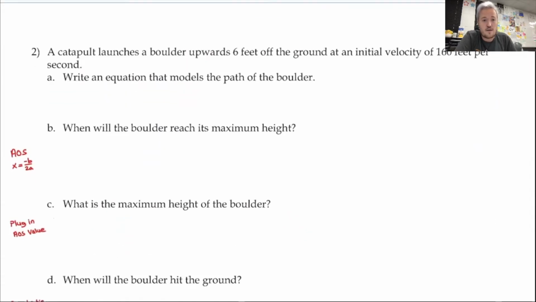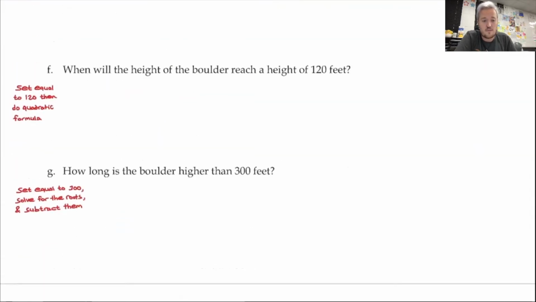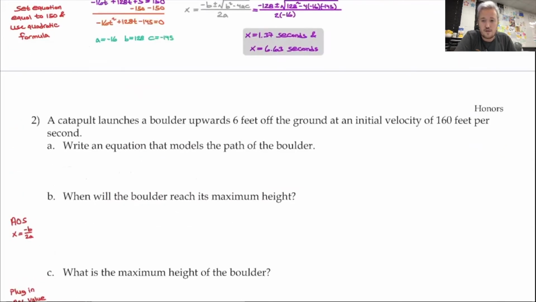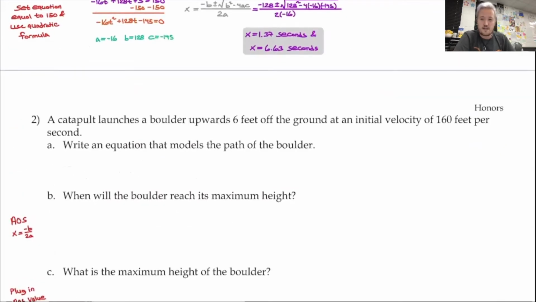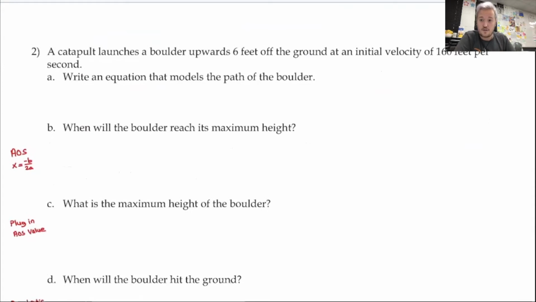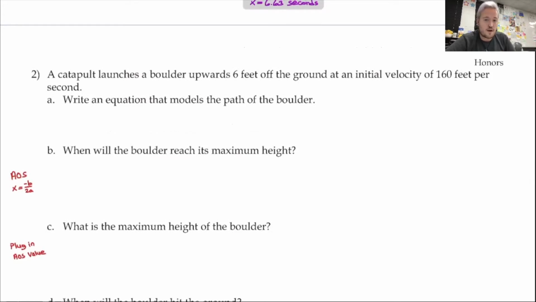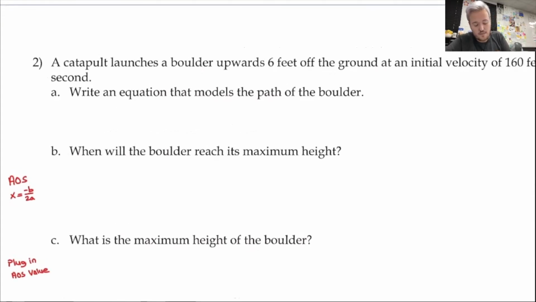So this one's going to have more questions, but I'm also going to try to do the calculator on these a little bit more, just so you guys can get an idea of how you can do these on the calculator. All right, so a catapult launches a boulder upward of 6 feet off the ground at an initial velocity of 160 feet per second. So we want to write an equation that models the path of this boulder.